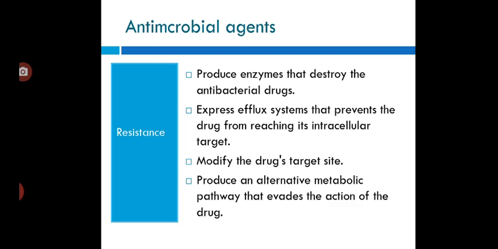Bacteria may be resistant to one or more classes of antimicrobial agents, or may acquire resistance by mutation or acquisition of resistance genes from other organisms. Acquired resistance genes may enable a bacterium to produce enzymes that destroy the antibacterial drugs, or express an efflux system that prevents the drugs from reaching their intracellular target site, and or they modify the drug target site, or they produce an alternate metabolic pathway that evades the action of the drug.